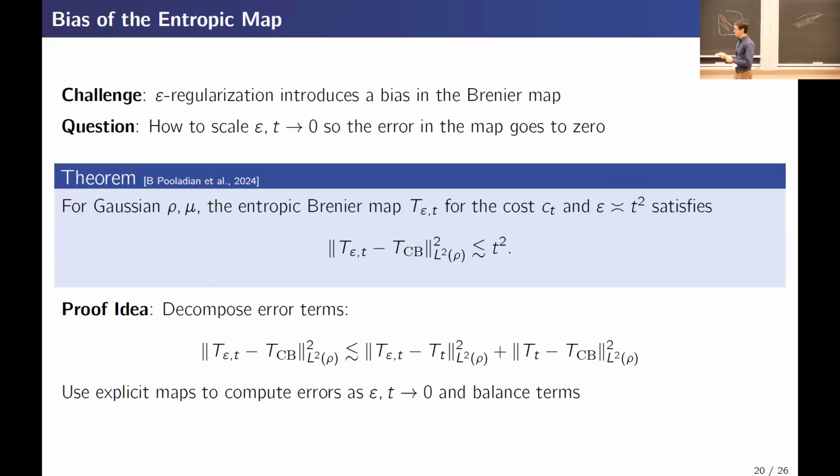And this is really just from decomposing the error in terms of the bias from the entropic part and the bias from choosing this scaling in the cost and trying to balance these two terms optimally. We conjecture that in the Gaussian setting, this is probably tight. In the non-Gaussian setting, it's interesting to look at.